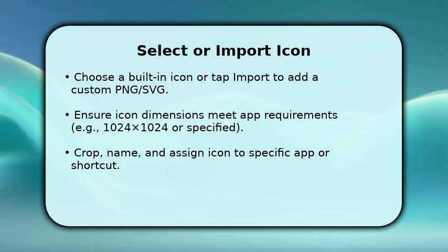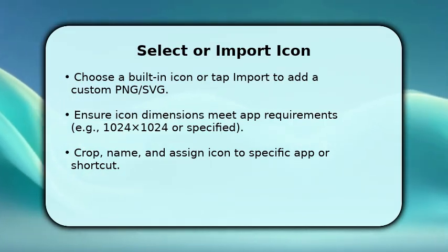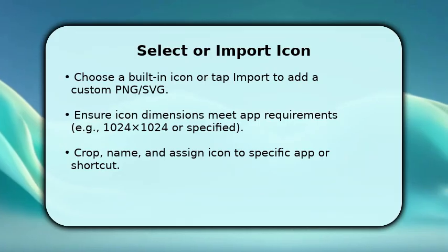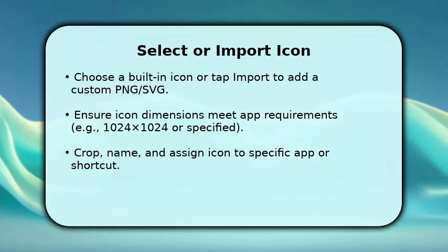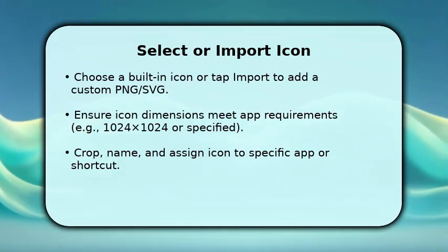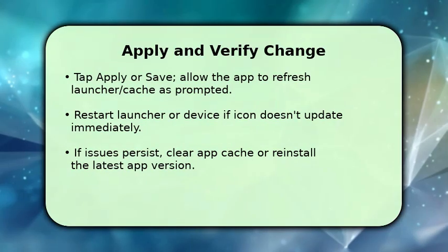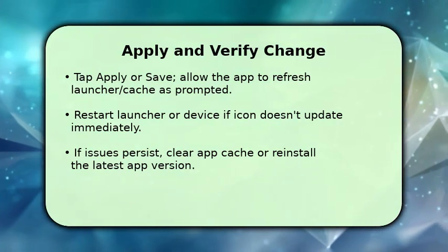After selecting, crop and adjust alignment. Then name the icon and explicitly assign it to the correct app or shortcut. This you finish by tapping Apply or Save and letting the app refresh the launcher or update its cache. This step commits the new icon.